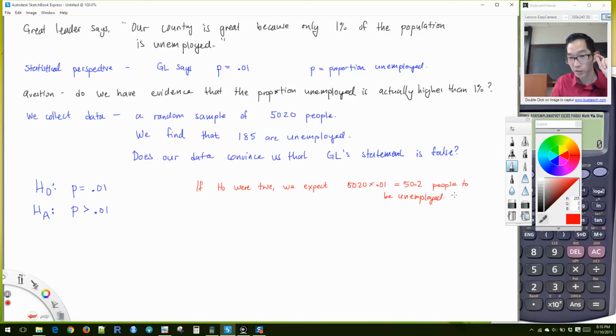What does our data show? Our data says that 185 are unemployed, okay? So is there a mismatch between what our data shows and what we're expecting if Great Leader was speaking the truth? There is a mismatch, right? What if our data showed that only 53 people were unemployed? Would that be a mismatch? Okay, so when we see 185, that's a mismatch. But 53 people versus what we expect of 50.2 doesn't seem to be that much of a mismatch.